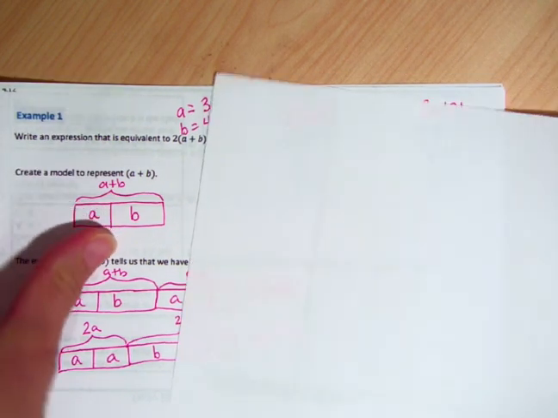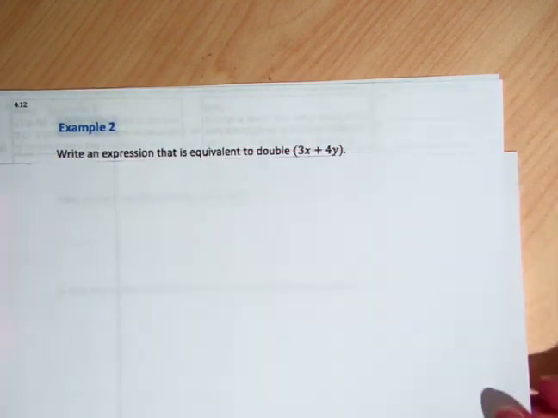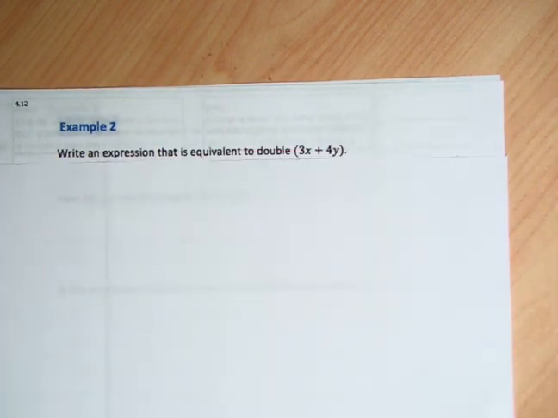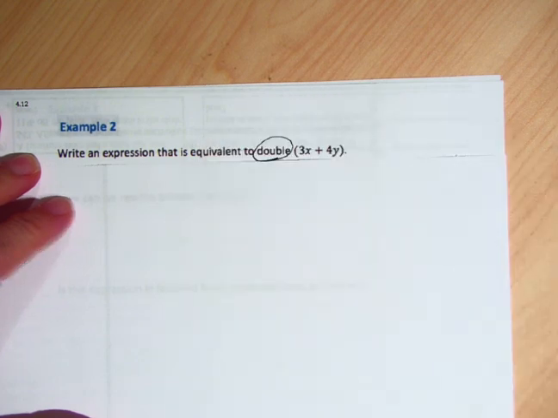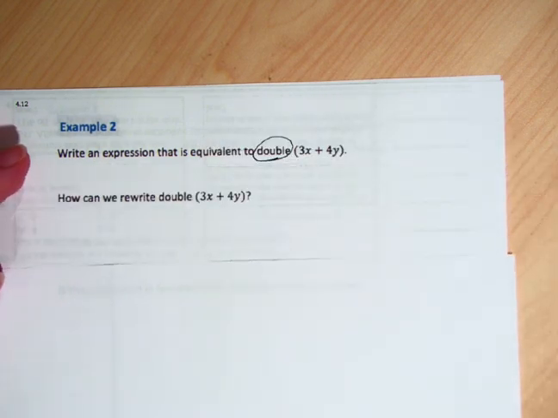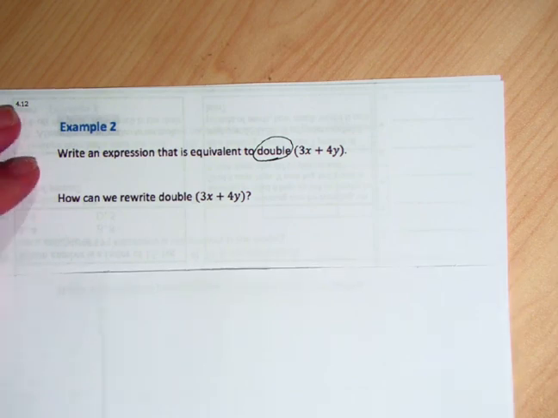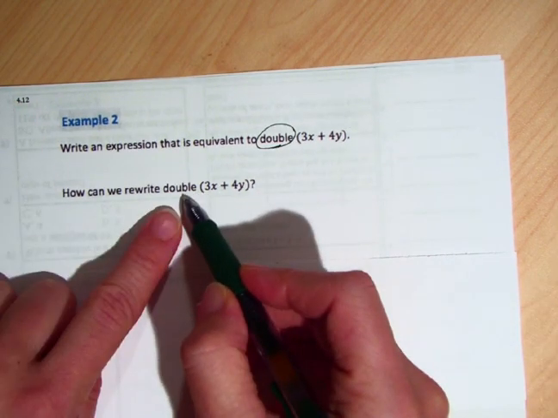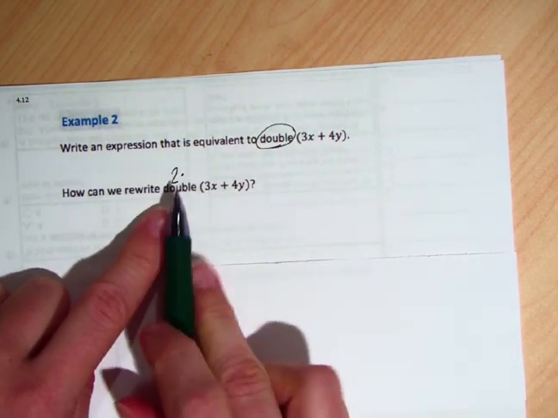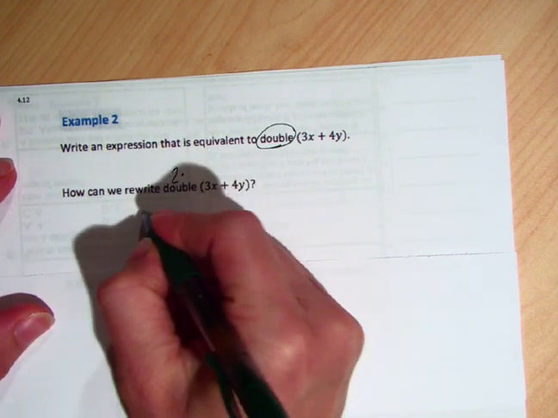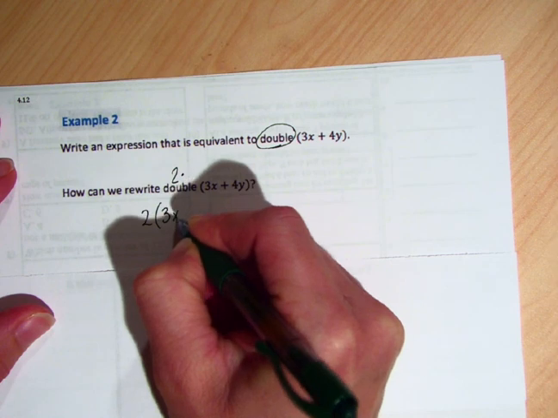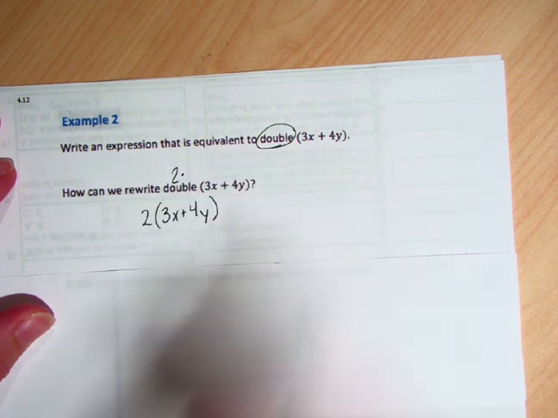Very good. All right. Example 2. Write an expression that is equivalent to double 3x plus 4y. Double is our keyword: double 3x plus 4y. Okay, so how can we rewrite double 3x plus 4y? Well, we want 2 of them. Double means 2, right? 2 times. So 2 times this quantity. So we can do 2 times the quantity 3x plus 4y. We've got double.